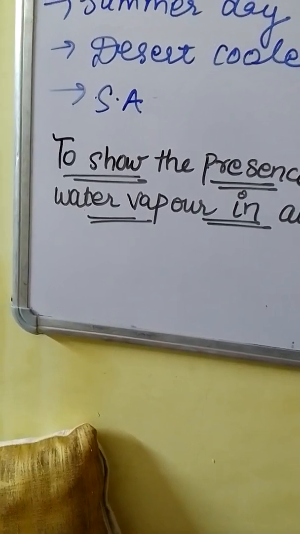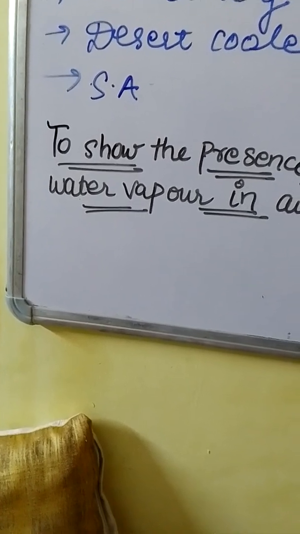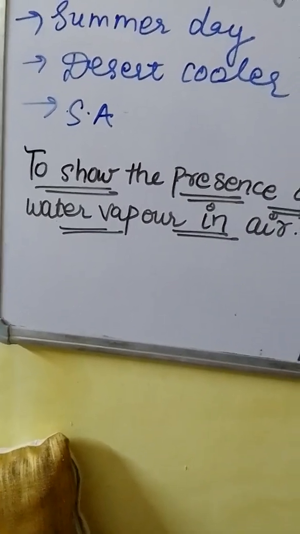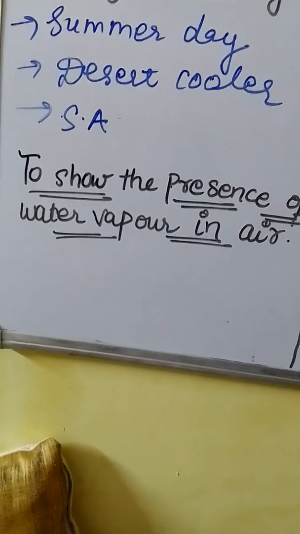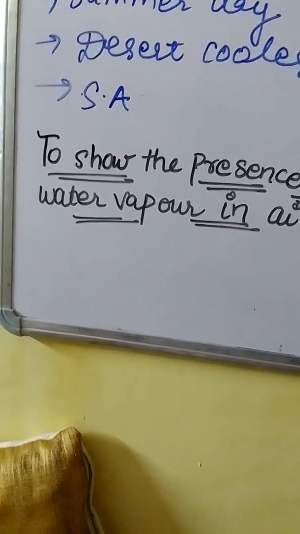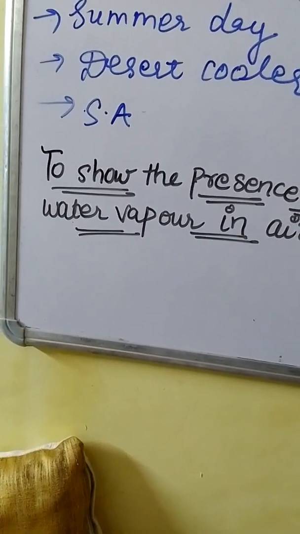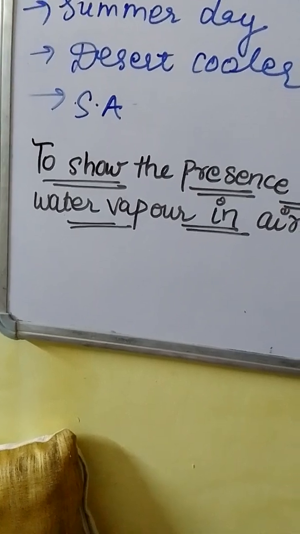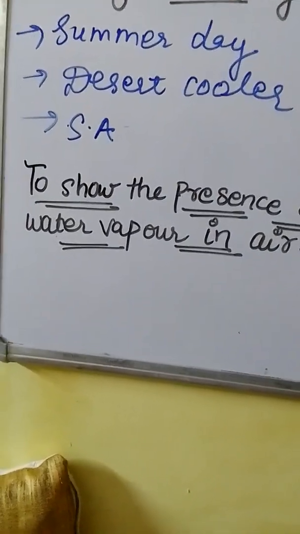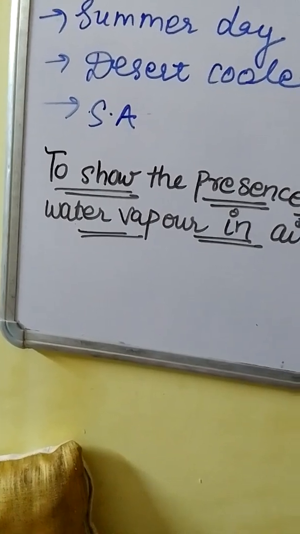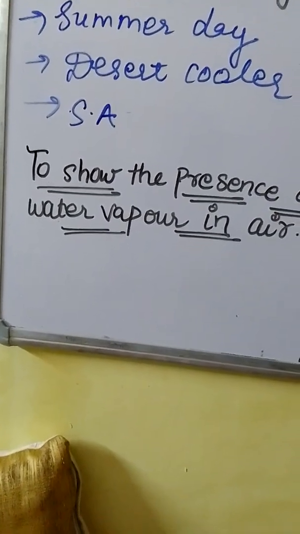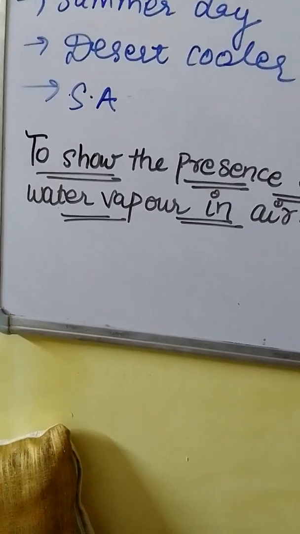It appears because the air around the tumbler contains water vapor in it. When this water vapor comes in contact with the cold outside surface of the tumbler, it condenses to form drops of liquid water. And we know that condensation is a process in which a gas is converted into a liquid, and the water vapor is already present in air. When it contacts the cold surface, it condenses and forms drops of water on the surface of the steel tumbler.